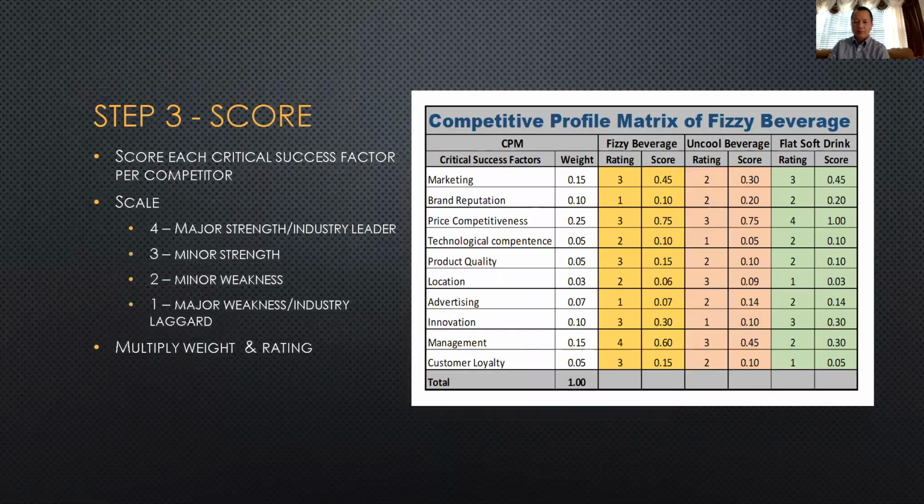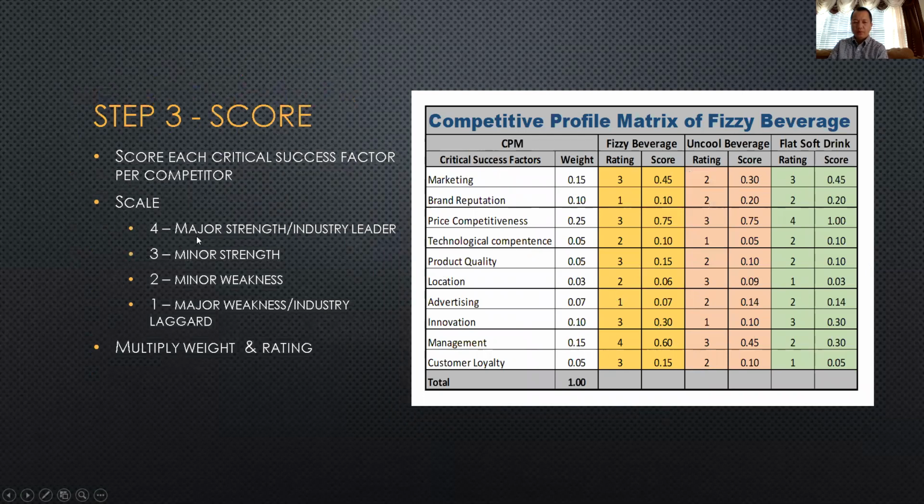And then step 3 is the scoring process. Like what we just discussed, you've got the factor, you've got the weight, and then you do the rating. And the rating is based on a scale.